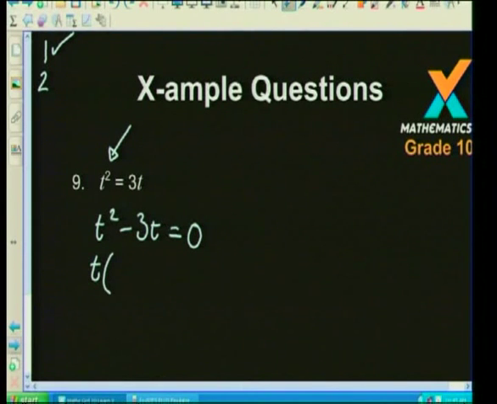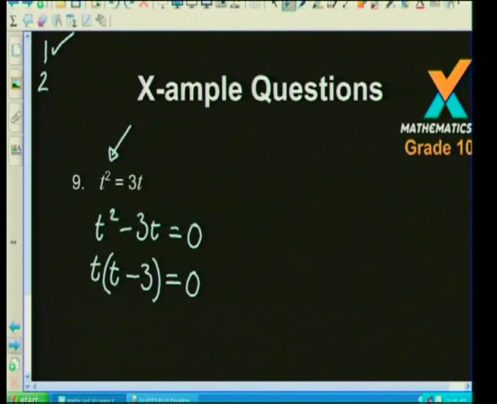Take out t as a common factor, and what are you left with of the first term? Well, t squared divided by t leaves you with just t. If you want to check it later, t times t will give you t squared. Over here, minus 3t divided by t gives us minus 3. If you want to check it, t times minus 3 gives us minus 3t. And that's all equal to 0.